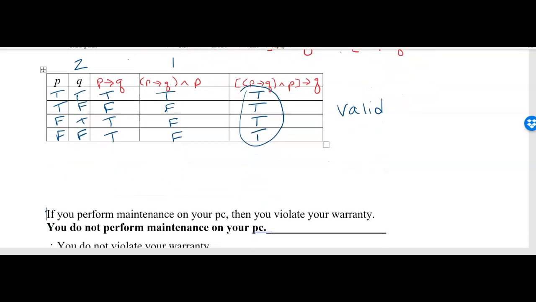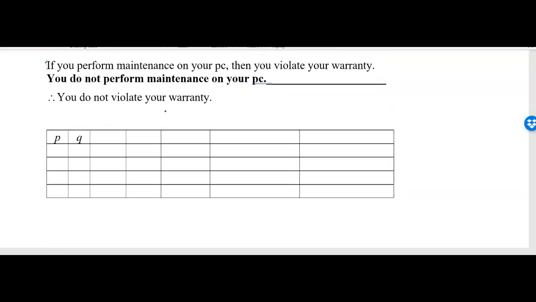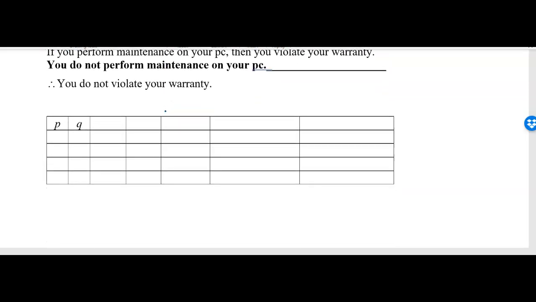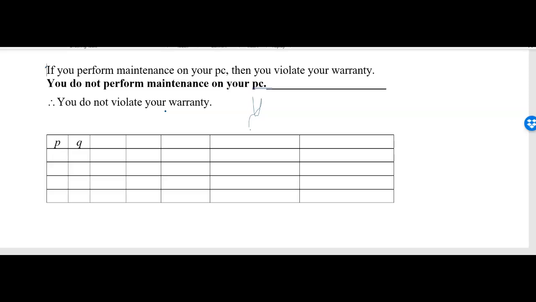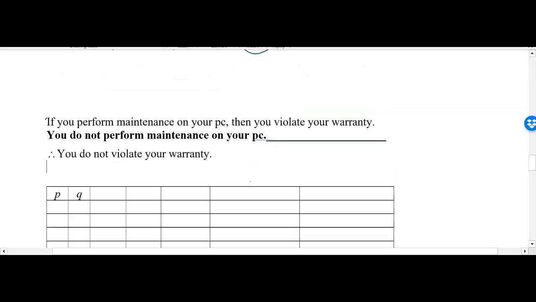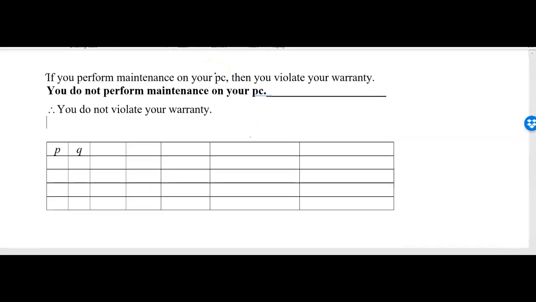Oh, let's go to the next example. I'll show you what I mean. Okay. If you perform maintenance on your PC, then you violate the warranty. You do not perform maintenance on your PC. Therefore, you do not violate the warranty.